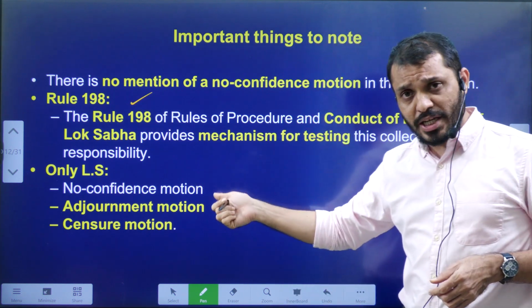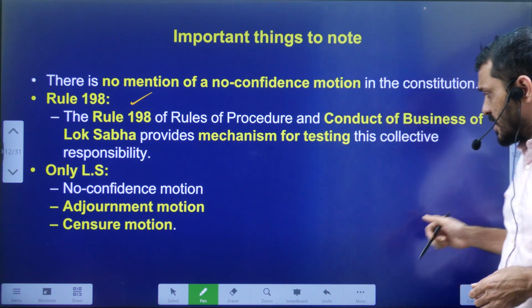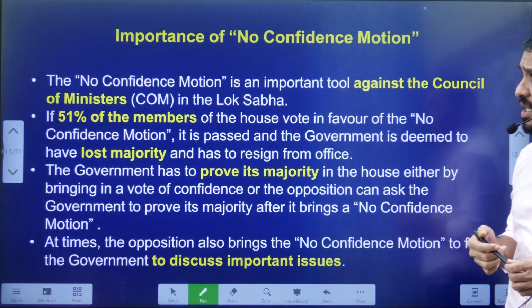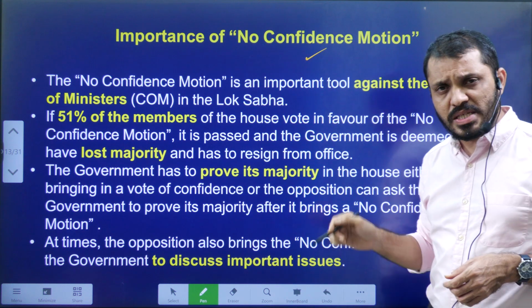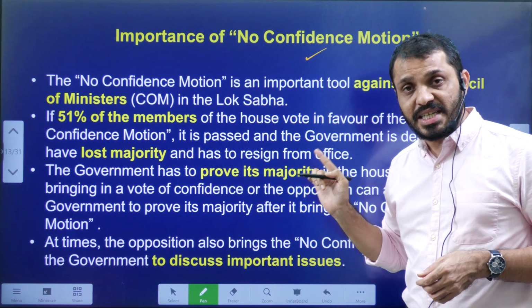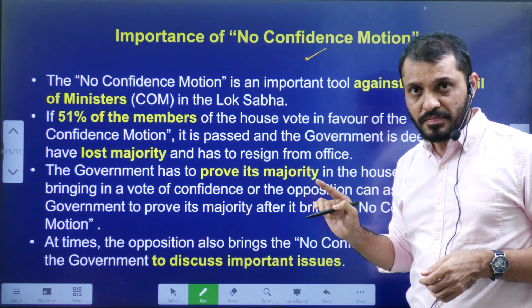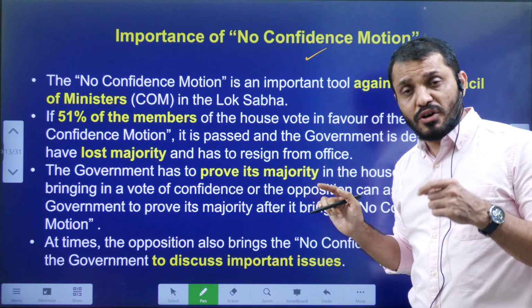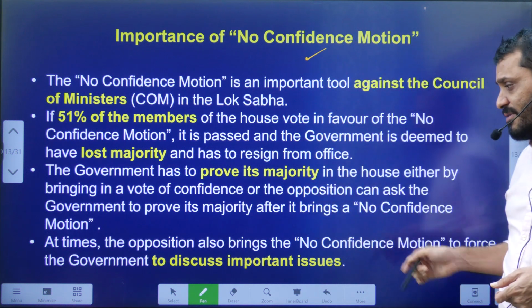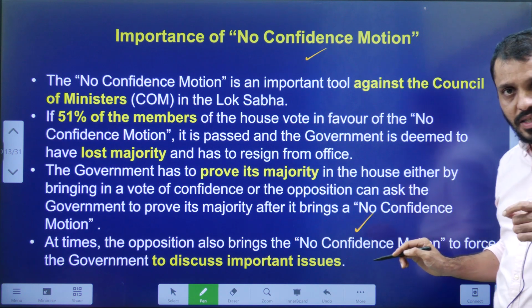It can be introduced only in Lok Sabha. Already I told you there are certain motions which can be introduced only in the Lok Sabha. What is the importance of the no confidence motion? It will test the majority of the government. And if the government is unable to defeat this no confidence motion, then it has to resign.